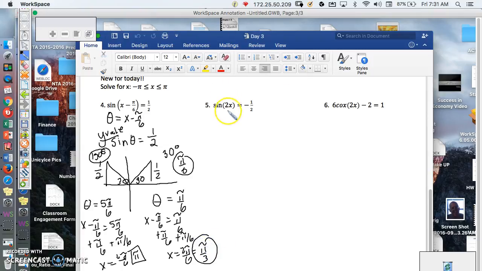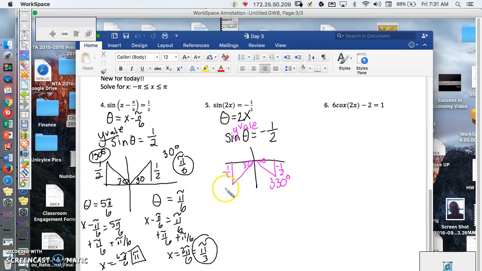So this next one is similar. We have 2x. So let's let theta equal 2x. So we really have the sine of theta is negative half. So again, this is our y value. So negative half would be down here. Again, these are 30-degree reference angles. So we have 330 and 210.